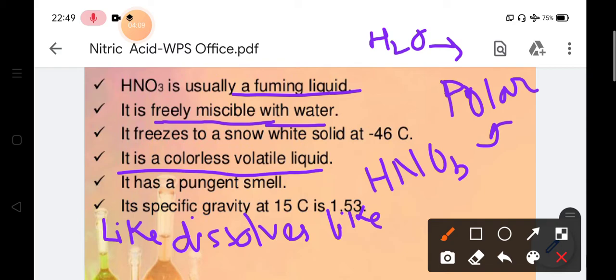In the case of HNO3, it is polar and H2O, that is water, is also polar. So here like dissolves like: both of them are polar, that is why they will dissolve each other and they will be miscible. They will form a miscible solution as well. That is why HNO3 being polar and H2O also being polar, they are miscible with each other.